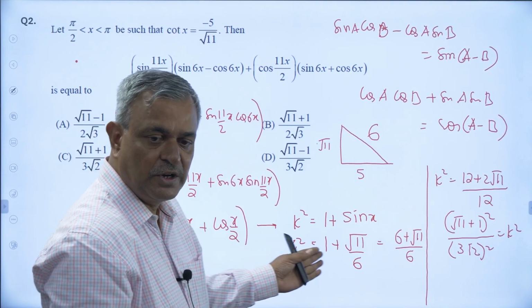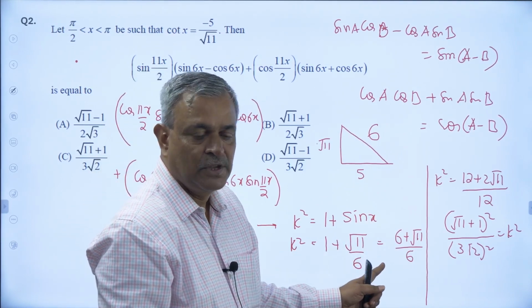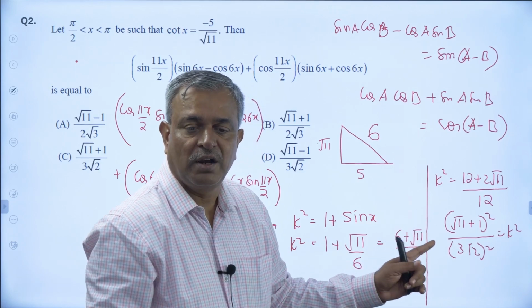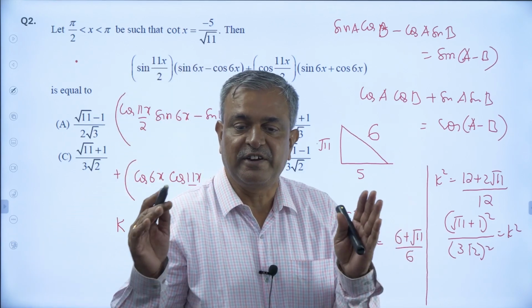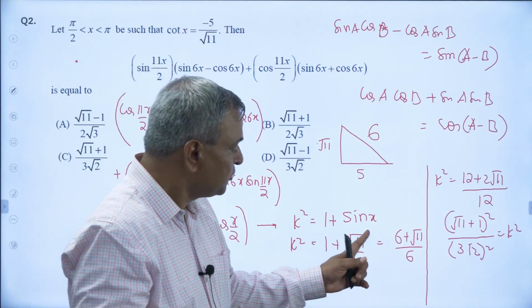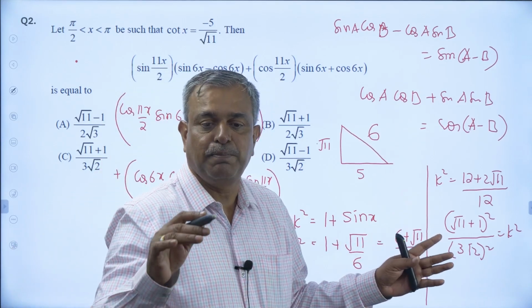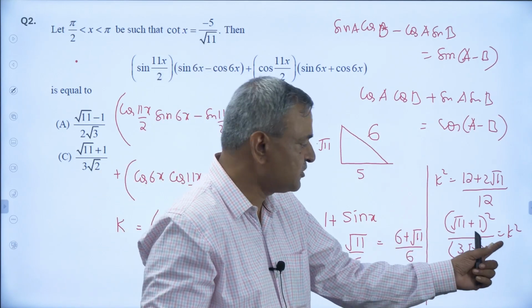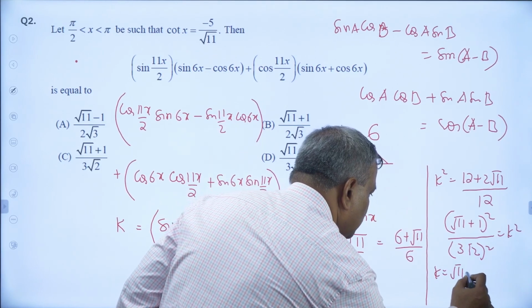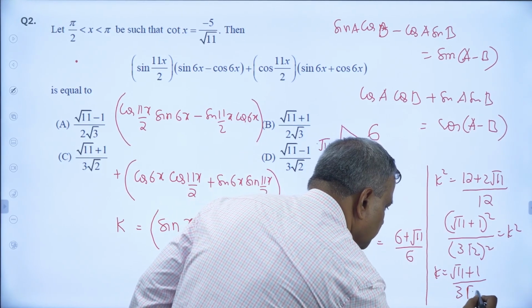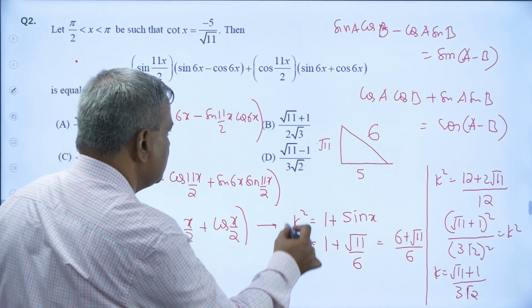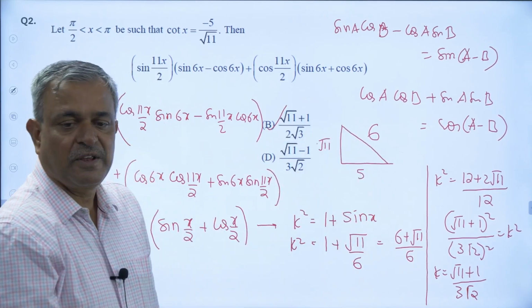The remaining steps every student will do, and students are stuck here. Whenever a surd comes, a plus root b, you always try to make it a perfect square. Not only in this problem, this logic is used everywhere. So we multiply by 2 in such a way that it becomes a perfect square. So what is the k value now? k is equal to root 11 plus 1 by 3 root 2. So option B is correct.